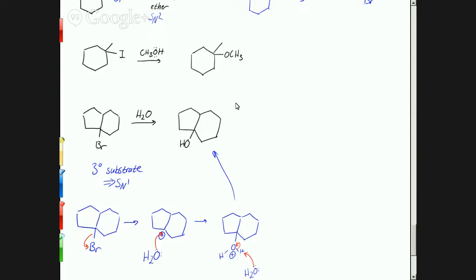So what's floating around this? Floating around would be I minus and H plus. But that H would probably be connected to another methanol molecule.